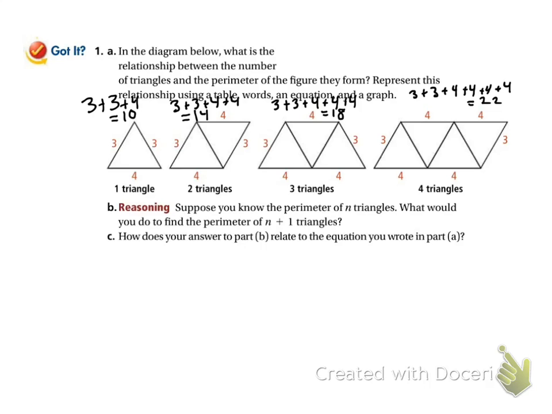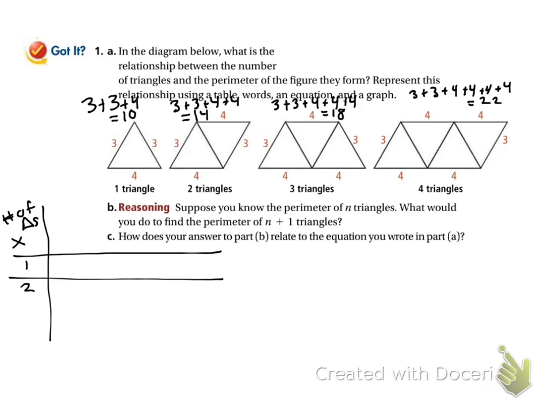So just looking at this already, I've got that 3 plus 3 in every single one, right? So I'm going to set up my table. My x value will be number of triangles. So we do 1, 2, 3, and 4, right? 1, 2, 3, and 4. And then this is going to be the perimeter.